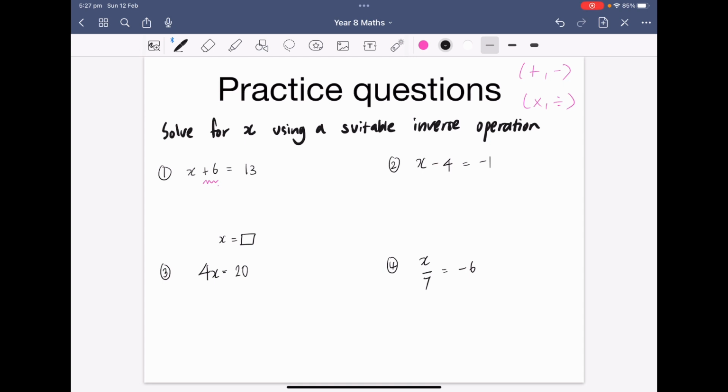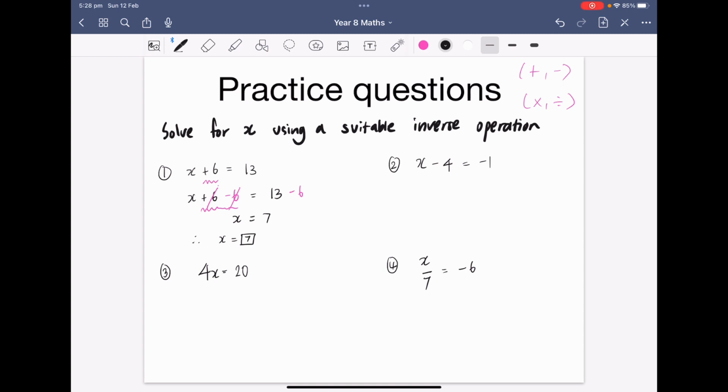The inverse of plus 6 is minus 6. So you would go x plus 6 minus 6. And to maintain balance, remember that if you are subtracting a number on one side, you also have to subtract on the other side. So you also have to minus 6 on the right-hand side. Plus 6 minus 6 equals 0. So you can cancel out, and you're left with x on the left-hand side. On the right-hand side, 13 minus 6 equals 7. So therefore, x is equal to 7.